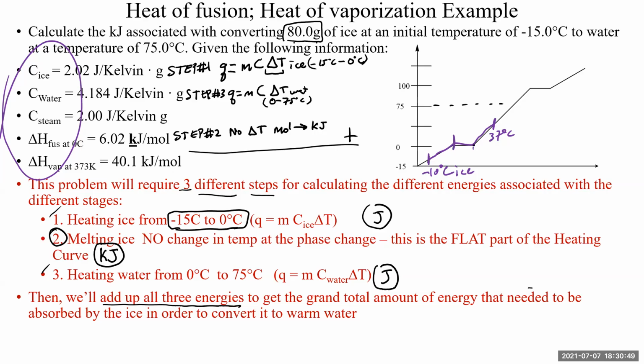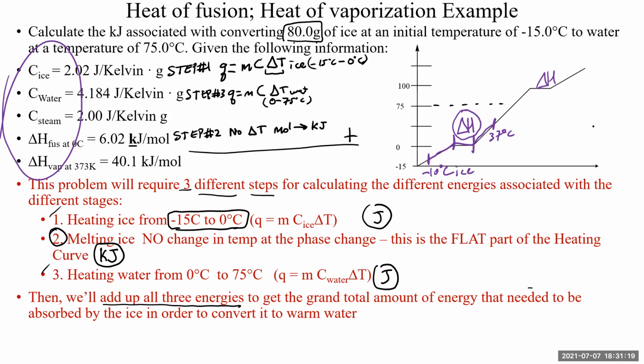Whenever you reach a phase change, a plateau, you switch gears from simple Q equals MC delta T to converting using the conversion factor, heat of fusion, heat of vaporization. So you cannot use Q equals MC delta T. You cannot, and this is the temptation, you cannot shortcut this. You can't say, oh, my delta T is simply negative 15 to 75. Let me just take the difference and multiply M times C times delta T. It does not work that way.